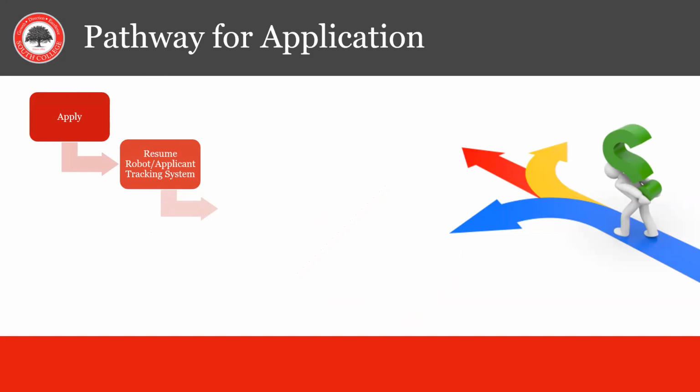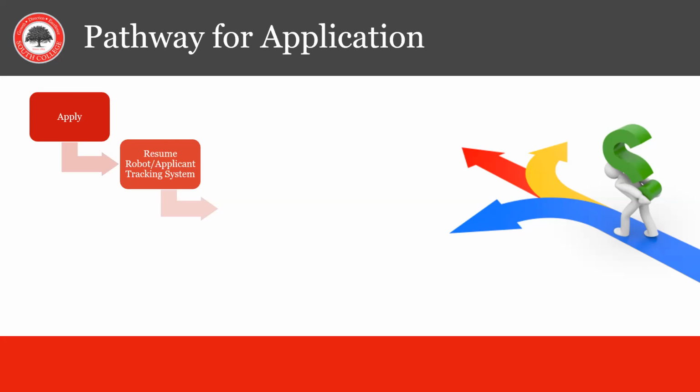So let's take a look at what actually happens to your application when you apply. You'll see on your screen, that first step is still the same, where you will need to apply for a job. Your resume now typically gets sent to a resume robot, a system better known as the applicant tracking system, or ATS for short. If you hear me say that throughout tonight's presentation, that's what I'm talking about.